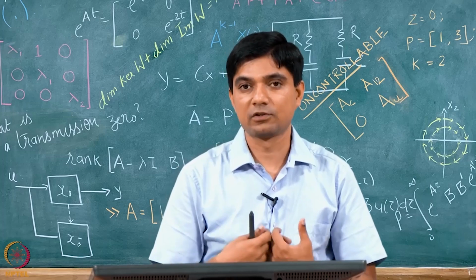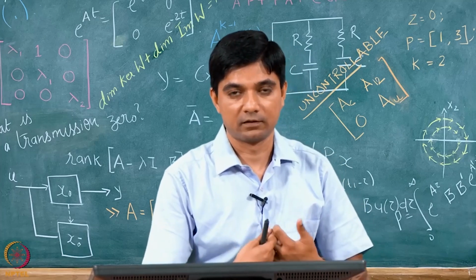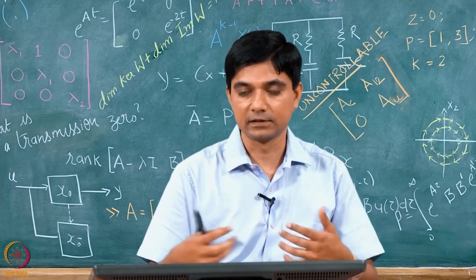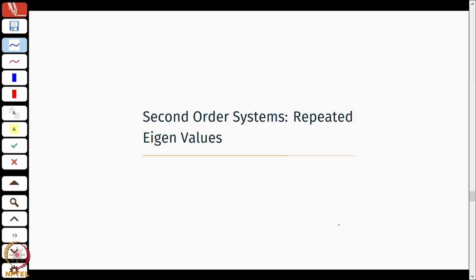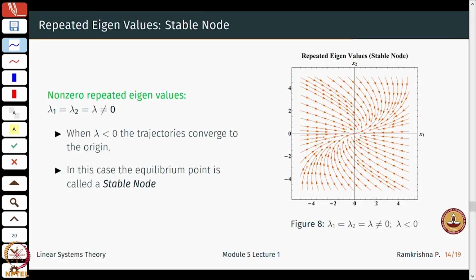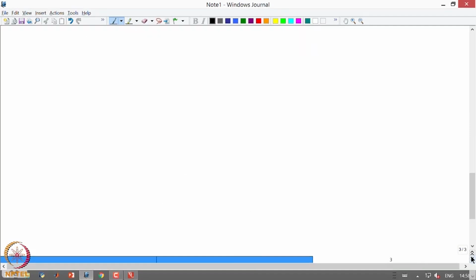There we just talked about the damping properties of the system, but this is a little more general way of looking at it. What happens when we have repeated eigenvalues, or when we look at a critically damped system? When we have non-zero repeated values, which means lambda 1 and lambda 2 are both equal to lambda, the trajectories, as usual, converge to the origin, and in this case again the equilibrium is called a stable node.